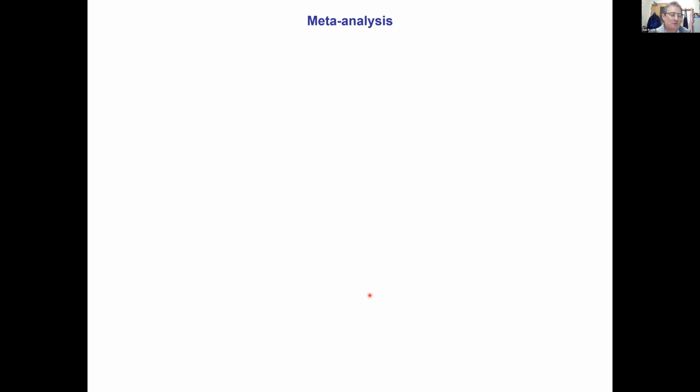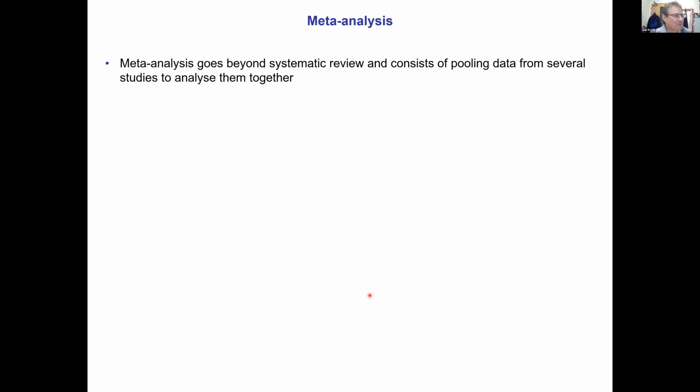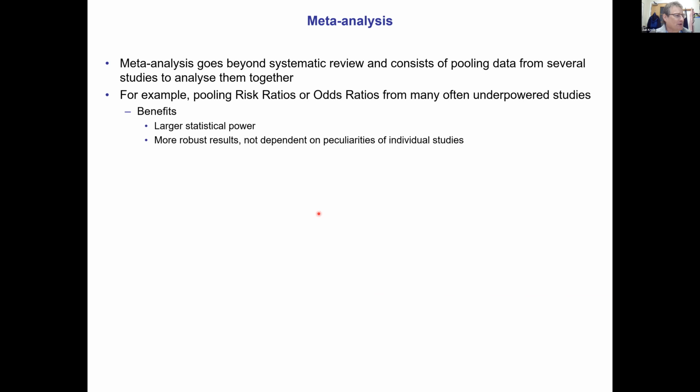Coming to meta-analysis, which can follow a systematic review, but adds to the systematic review that you actually extract data from different publications and work on them. So it consists of pooling data from several studies, if that is possible, and it's not always possible. For example, pooling risk ratios or odds ratios from many small studies that are underpowered, statistically not enough power to detect any effects as significant, and get more power from the pooling and more robust results.